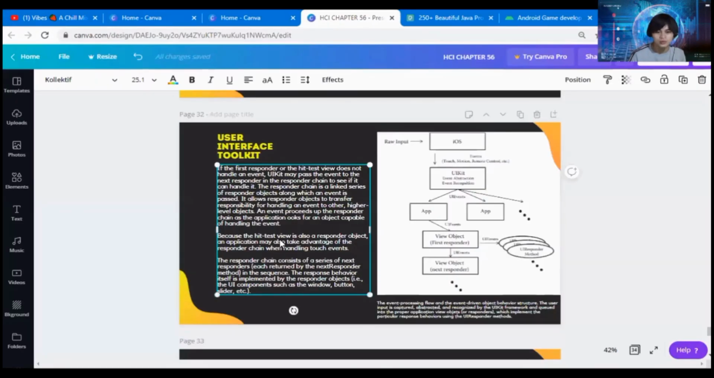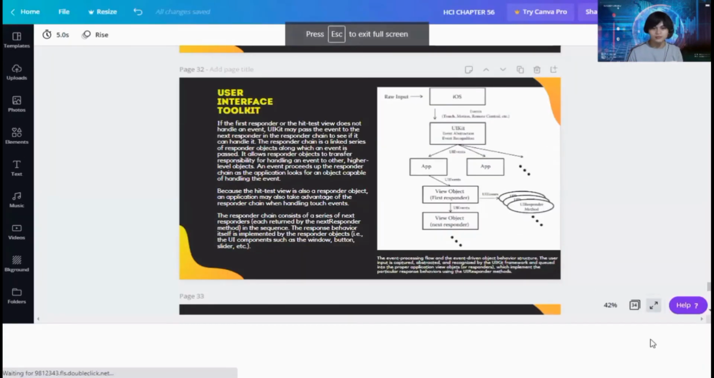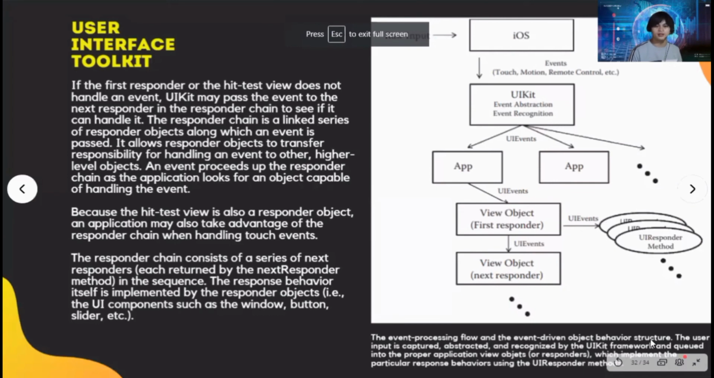as the application looks. Oh, sorry guys. Application looks for an object capable of handling the event. And because the hit test view is also a responder object, an application may also take advantage of the responder chain when handling such events. So the responder chain consists of a series of next responders, each returned by the next responder method in the sequence. So the response behavior itself is implemented by the responder objects or the UI components such as the window, button, slider. Okay, so this one is example.